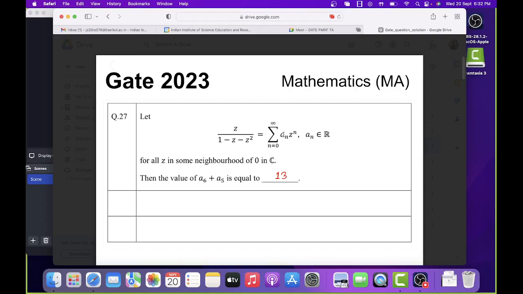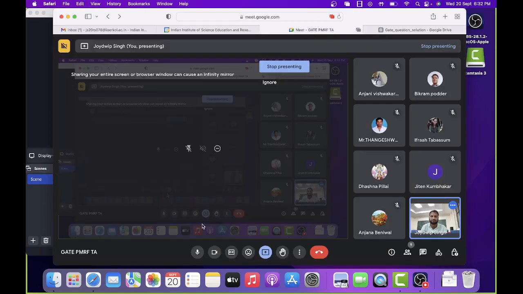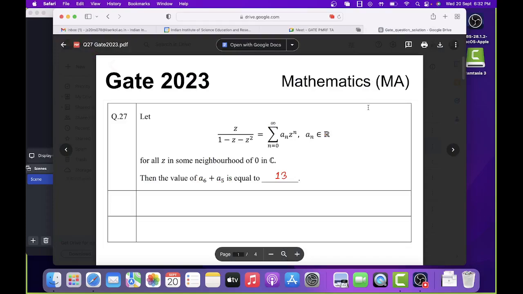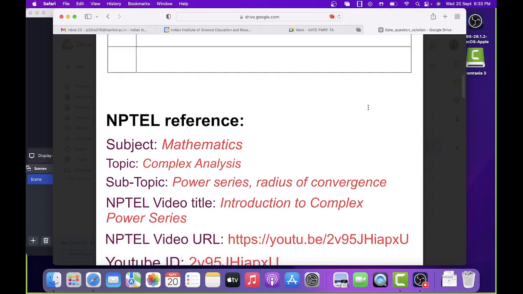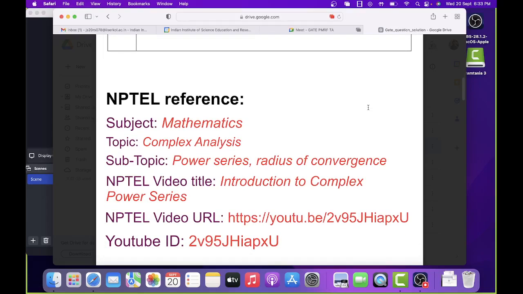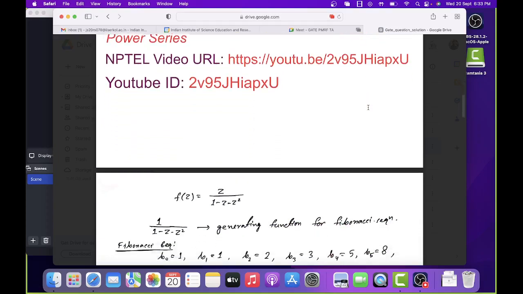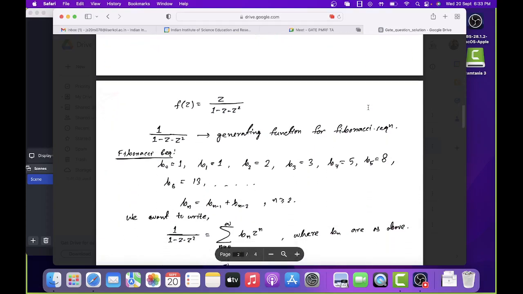You know, if you write any holomorphic function in terms of power series, you know how the coefficients look, right? It is given by the derivative of that function of a certain order. So you can do that, but this problem you can also do the other way. So let me do it. This is the NPTEL reference for the theory. So we'll do it basically the other way.